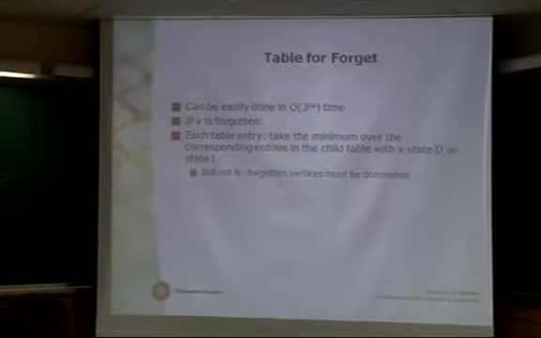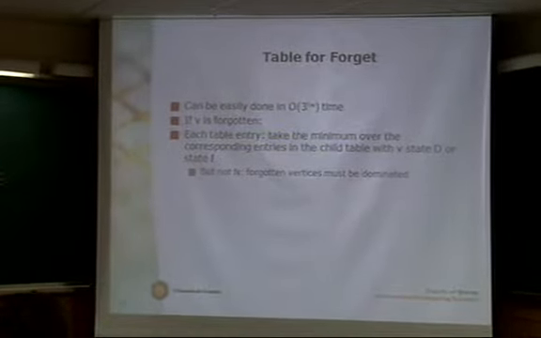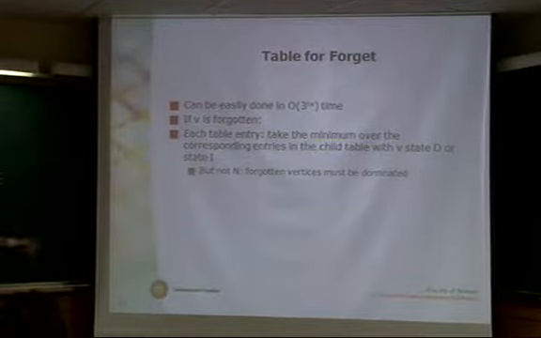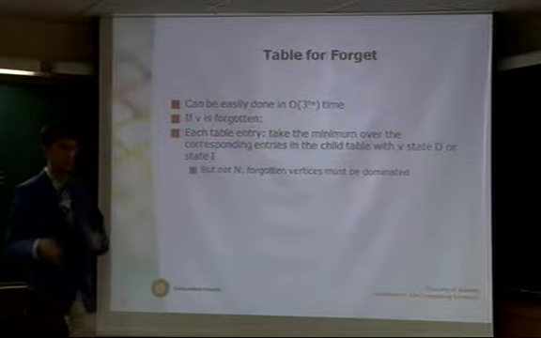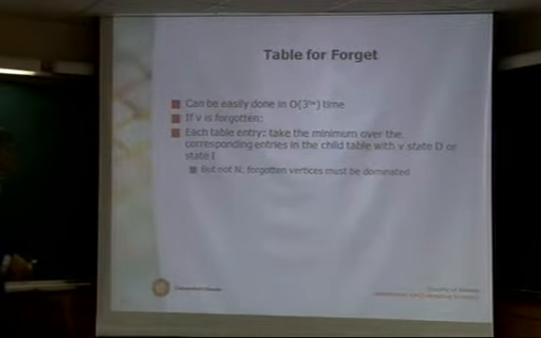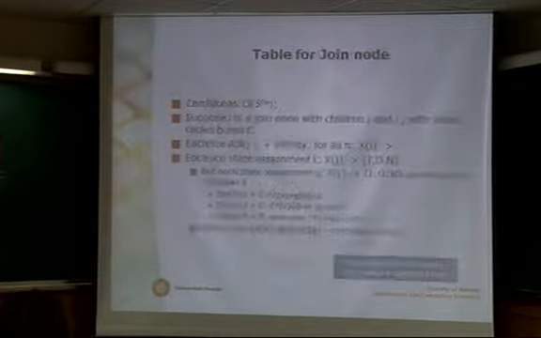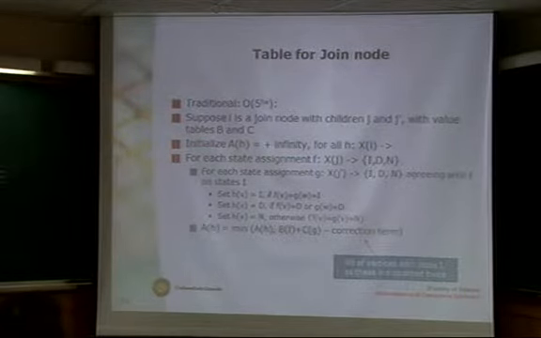For the forget, it's even simpler. It's kind of a projection of the different cases. You just take, for each of the 3 cases of the forgotten vertex, the smallest one, and this gives you the value. The hard one is the join node.